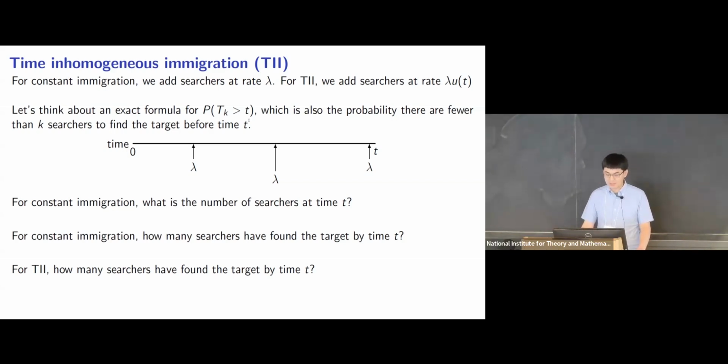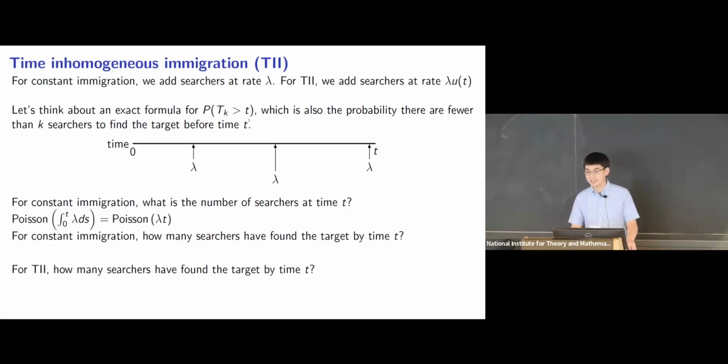Well, this is immigration. You're coming in at a constant rate. That's going to be Poisson. You integrate up the rates. The rate is always lambda, so Poisson with mean lambda times t. Okay, so for constant immigration, how many searchers have found the target by time t?